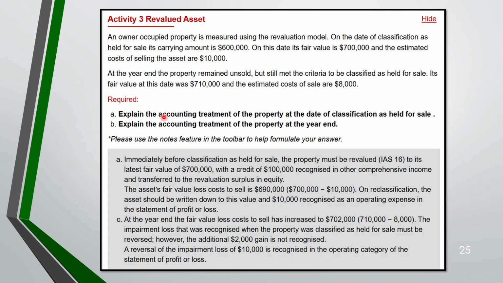Next, part B. So at the year end, your fair value less cost to sell. Fair value was 710 and cost of sale is 8,000. Difference is 702. You see, your fair value less cost to sell increased from 690 to 702. So because it increased, your impairment loss will be reversed now. So impairment loss that you have recognized when the property was classified as held for sale must be reversed. However, the additional 2,000 gain is not recognized.